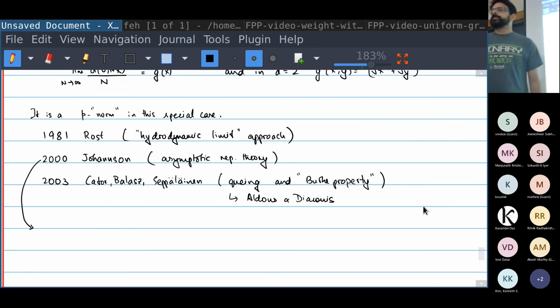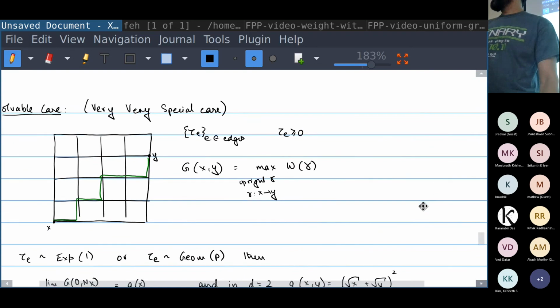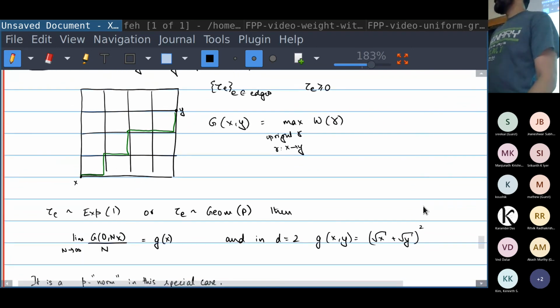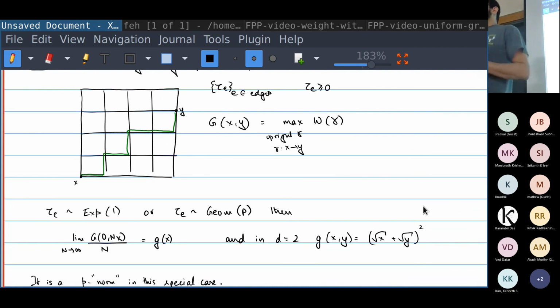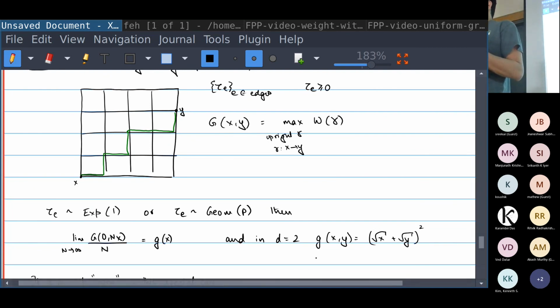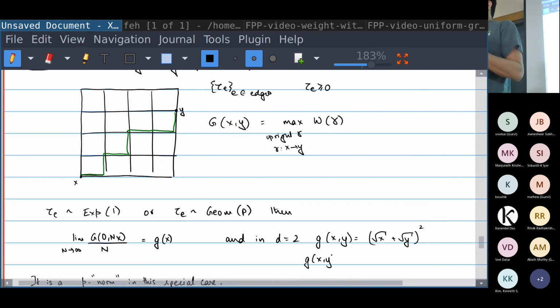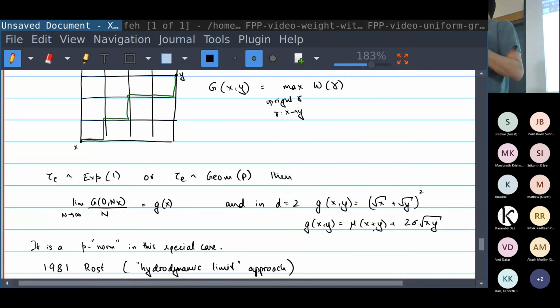So, Arjun, in that case, can you just flash the capital G again? Sure. So the shape is it for the exponential, or you're saying for all geometric it is the same shape? No, it's not. I'm lying a little bit. So I should say, if I were to be honest, I would have to write it like this: mu x plus y plus 2 sigma square root of xy, and then this mu and sigma will be functions of p for geometric. But for exponential 1, this is right. Mu is 1, sigma is 1. That's all.